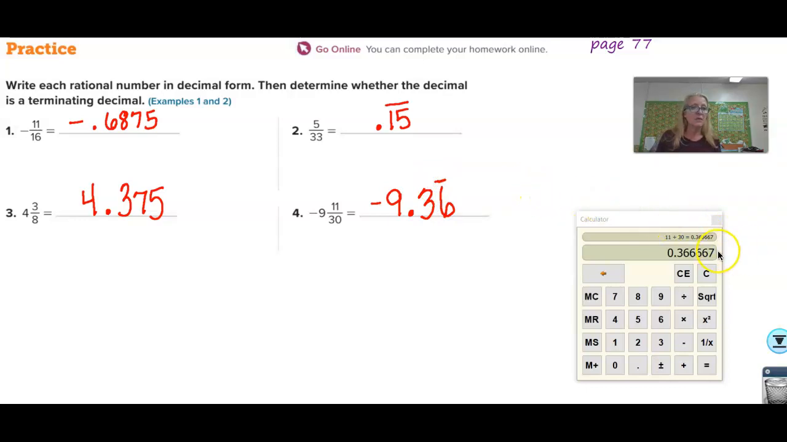Okay. Don't be confused by that 7. This calculator rounds that last number if it can. And so the next number would have been a 6, which is 5 or greater. So it rounded the last 6 to a 7. Don't be fooled.